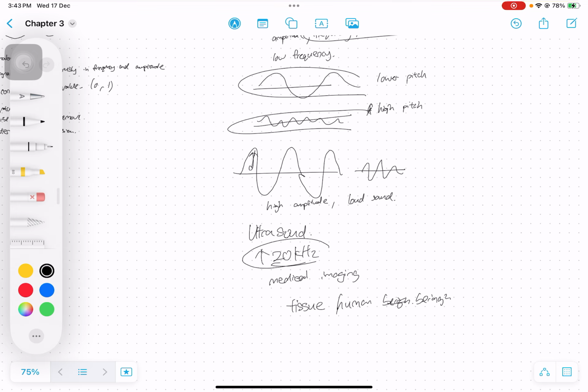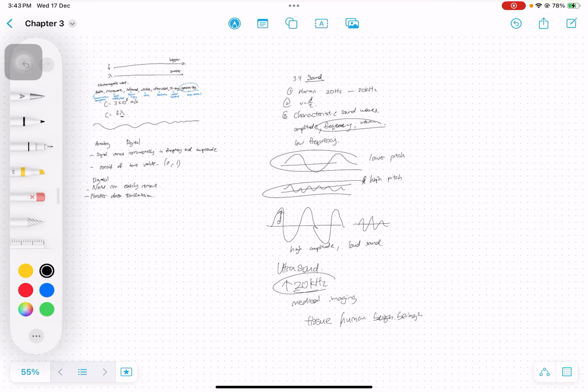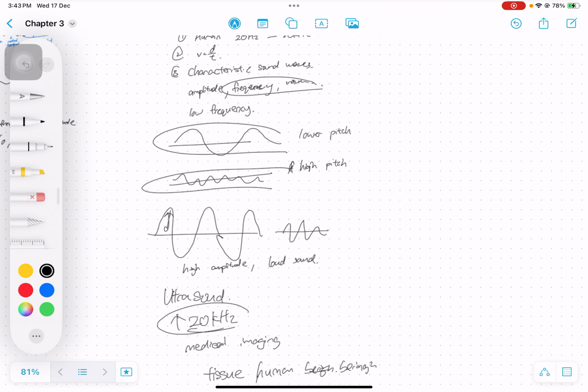So this is all of 3.4, and 3.3 is usually about what is EM wave and what is sound wave, transverse wave and longitudinal wave. So that's it. That is all of chapter 3.